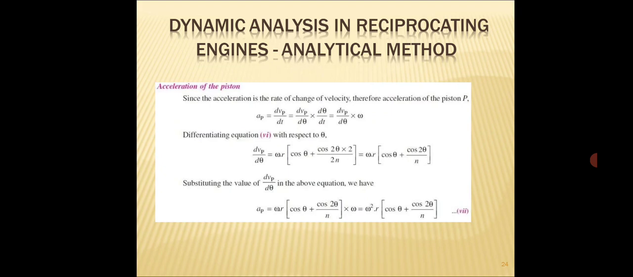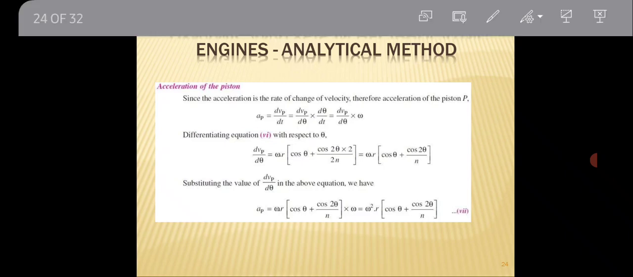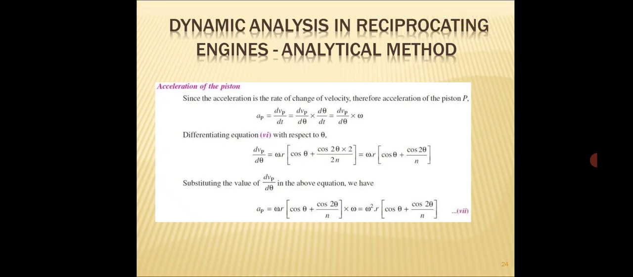Here we substitute the value of dvp divided by d theta. What we'll be getting from the above equation is ap, that means acceleration of the piston, equals omega into r (cos theta plus cos 2 theta divided by n) into omega. So omega into omega is omega square. So we're getting omega square into r of (cos theta plus cos 2 theta divided by n). So this is the formula to find the acceleration of the piston. So, you get the acceleration and the velocity of the piston values.